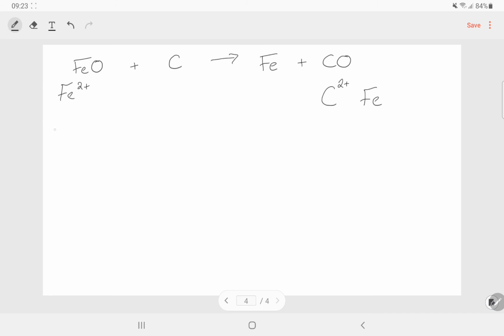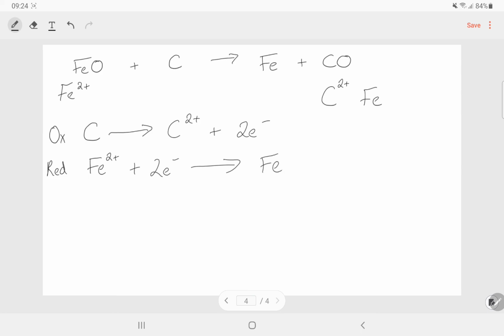So our oxidation equation, we've already said, we know it's our carbon that is oxidized because it has gained the oxygen. So we start with our C. We know it's oxidized. The electrons come after the arrow. And we are making C2+ plus 2 electrons, because we have gained the oxygen, which is 2-, so 2 electrons coming off. We can then do our reduced one. We know iron starts off as Fe2+. We know we're gaining electrons and we know it's 2 electrons. And that means we are going to make pure iron, Fe.